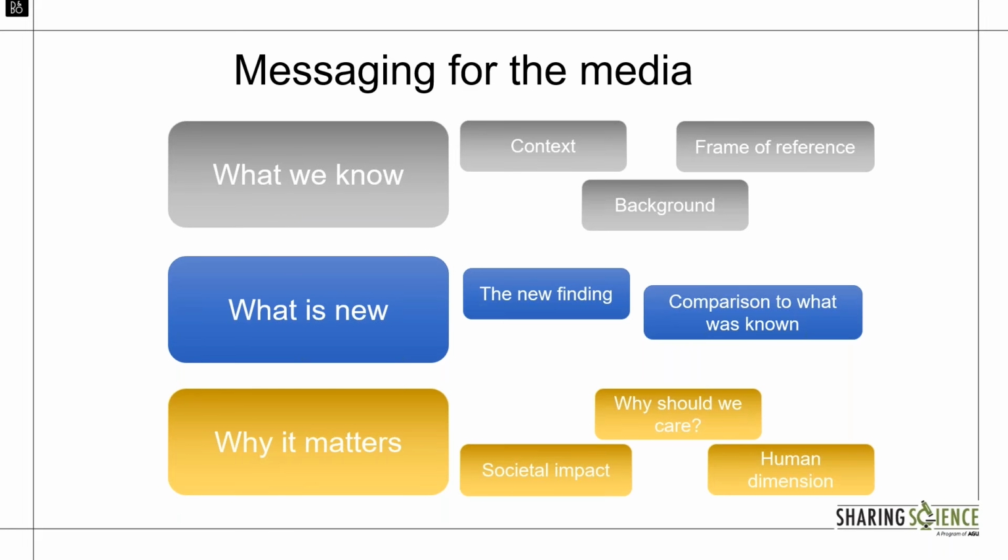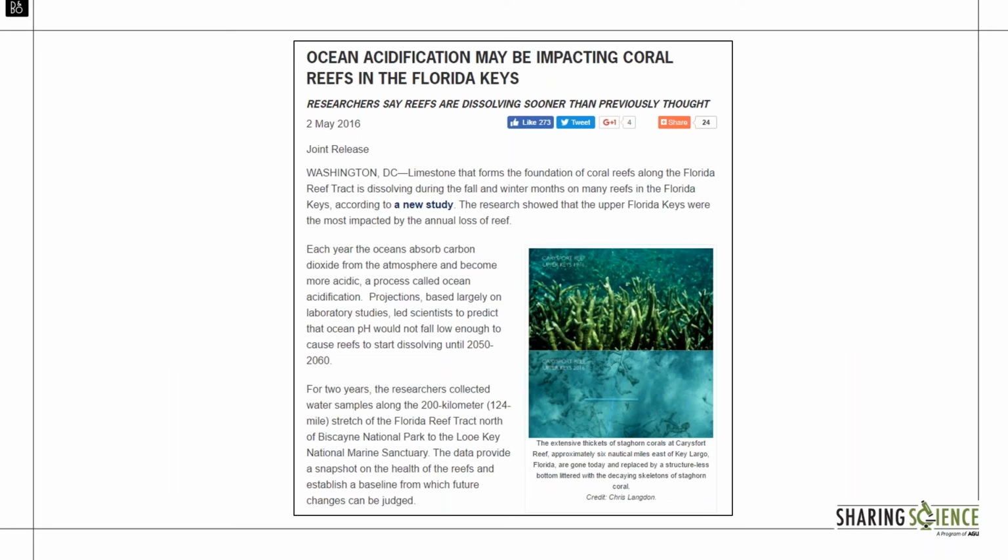Really important elements that a journalist is going to want to hear from you about your research or want to convey to others is, what do we know, what's new, and why it matters. So to expand upon that just a little bit, what do we know? You're giving the context and the frame of reference. Okay, so why is this area of research important? What do we understand already about it? What's the background that someone outside the field might not know?